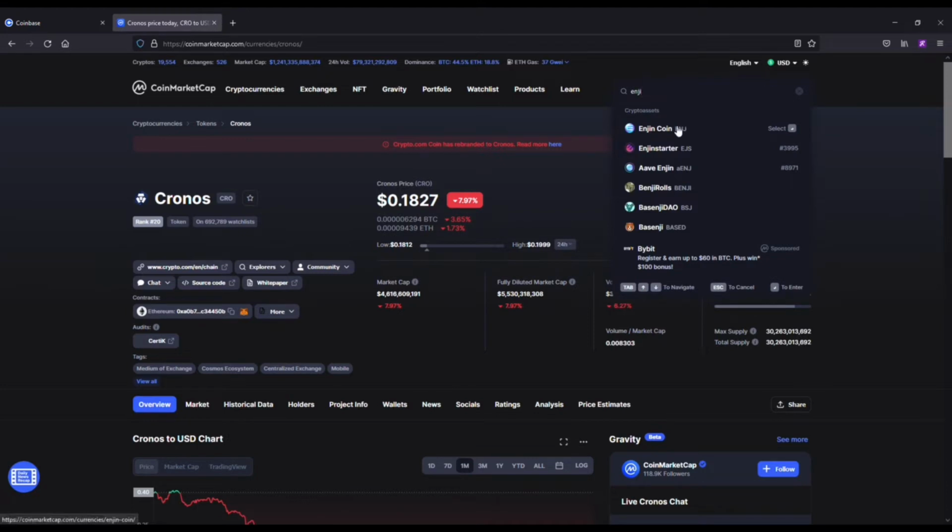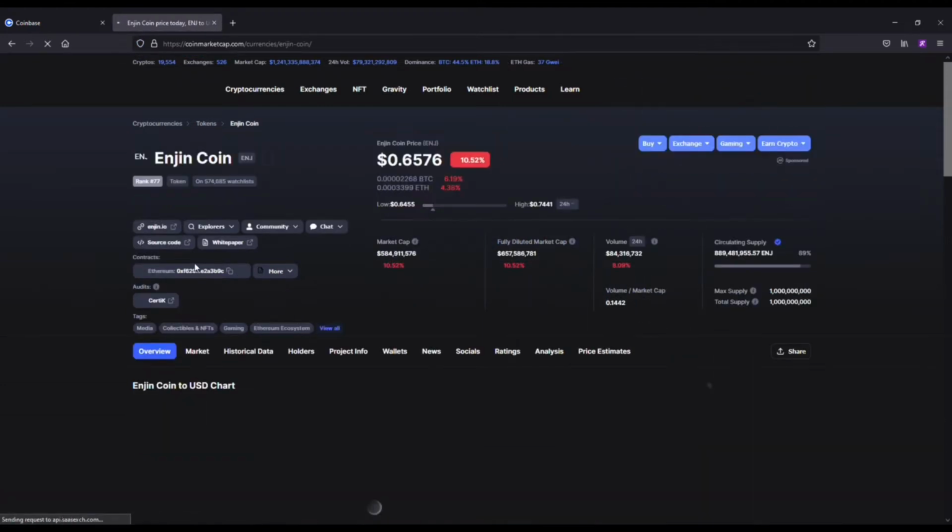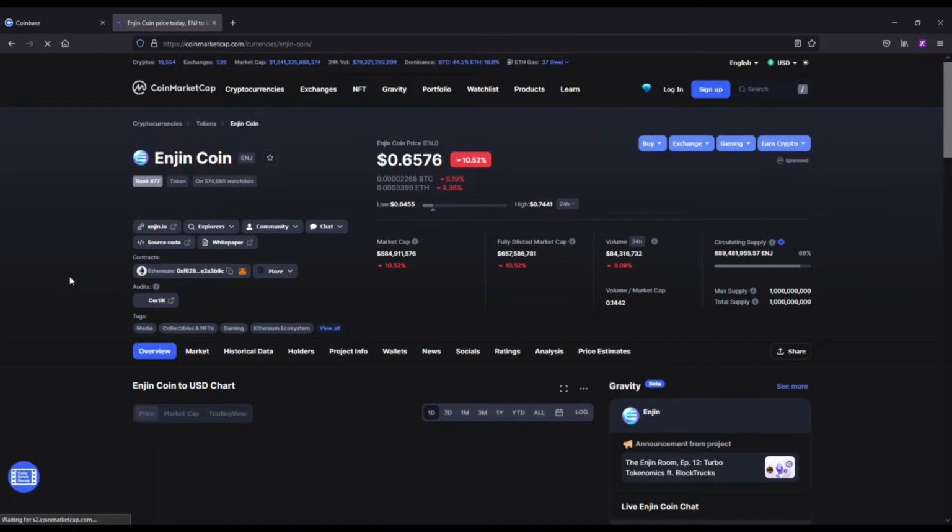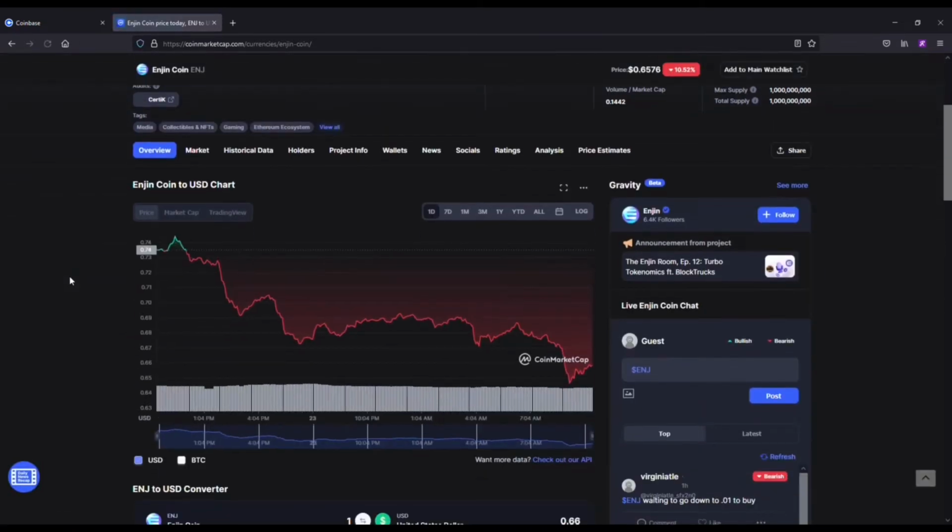Okay, next up, we've got the Enjin coin, ENJ. Now, I love this coin. I've been actually buying more of it. I was saying for a while, really anything under $2 or $3 was a good buy on this. And now we're at 65 cents with a 580 million market cap.